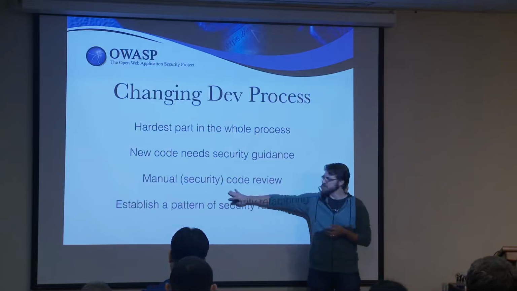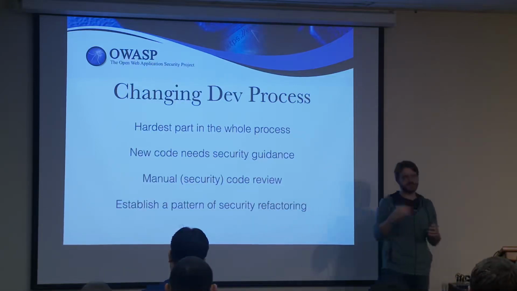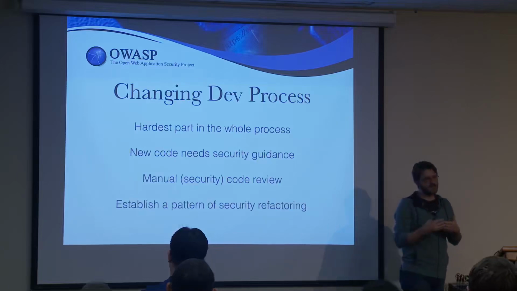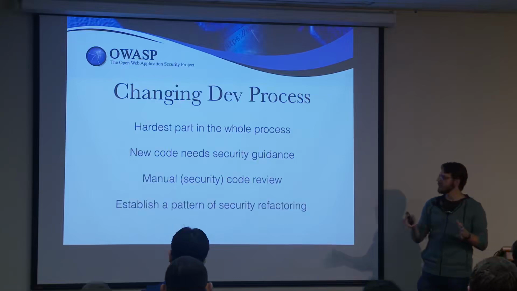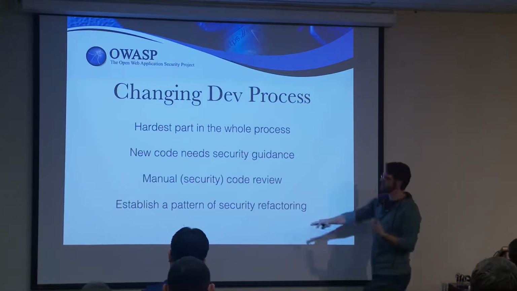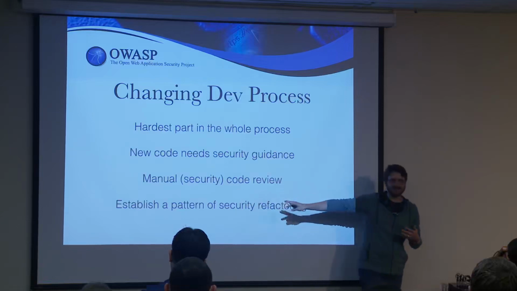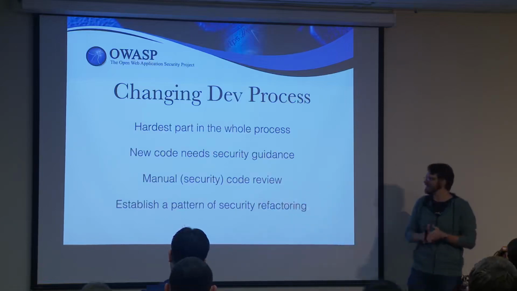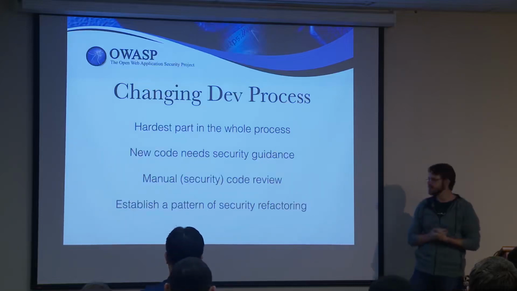Some groups will have manual security code reviews, just like the regular code reviews that a lot of groups have, where they look at the quality of the code and say, oh, this doesn't follow our conventions, that kind of thing. If you add one additional check in there and have those security checks and just say, why are you using MD5? Why are you hashing it that way?